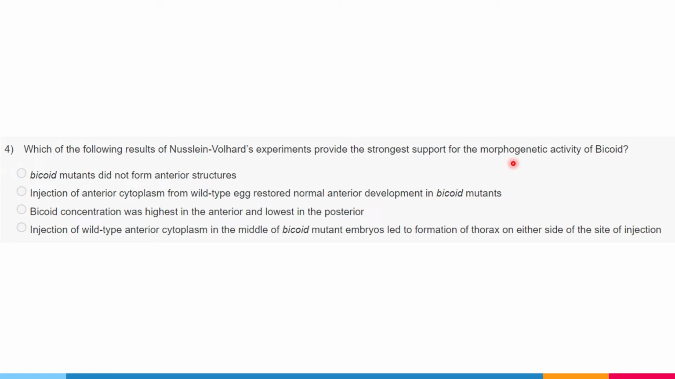So the question asks what results of Nusslein-Volhard's experiment provide the strongest support for the morphogenetic activity of bicoid. What exactly proves that bicoid is actually a morphogen? These are the four options. Only one option is correct because it is a single-answer type question. So if anyone wants to try and answer this.